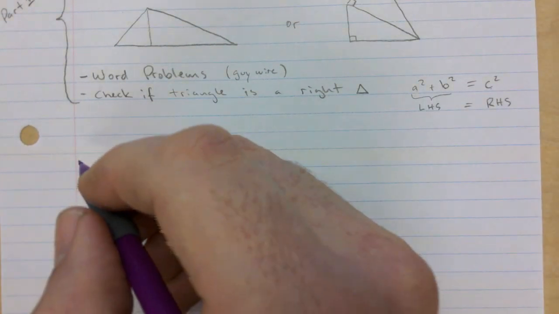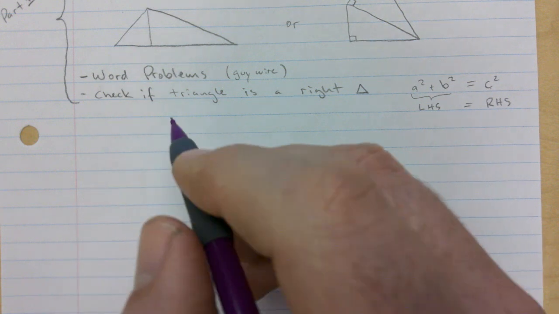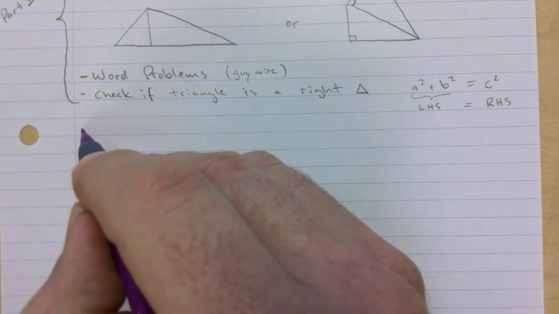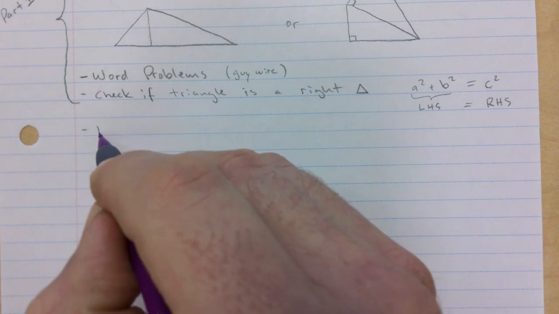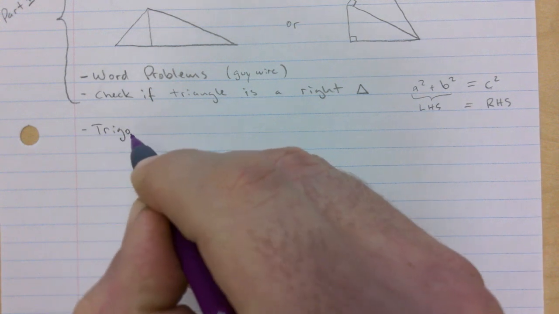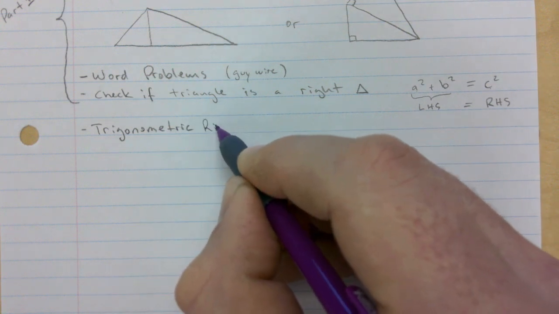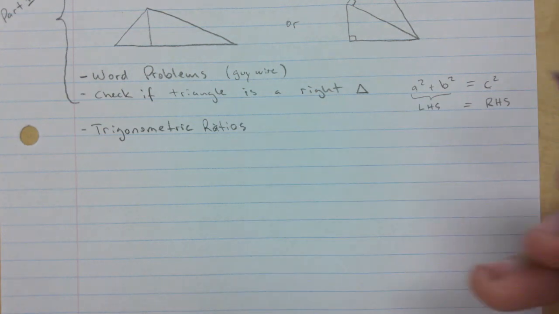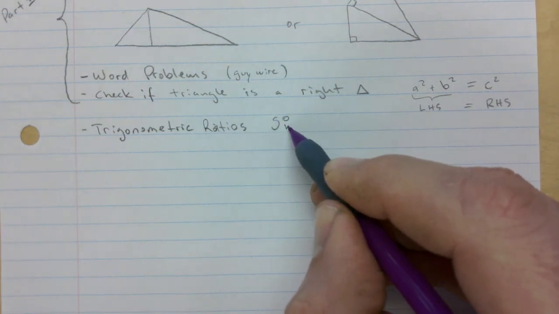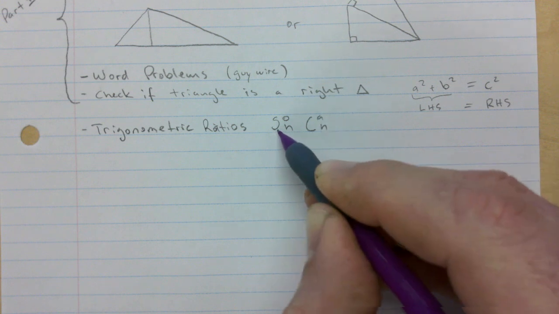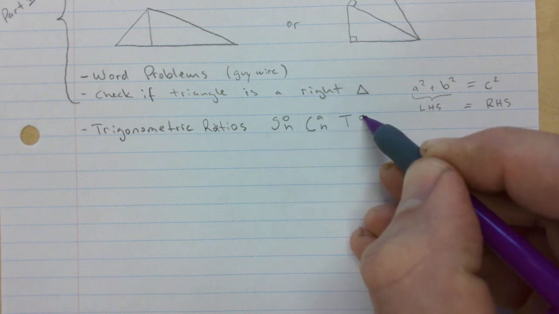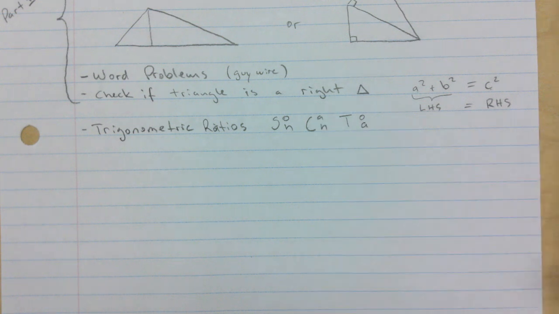Okay, then we entered Sohcahtoa. Okay, so trig ratios, right? Also known as Sohcahtoa. Sine, cosine, and tan. And every single one has two sides that are equated to it. Okay, Sohcahtoa. So trig ratios there.